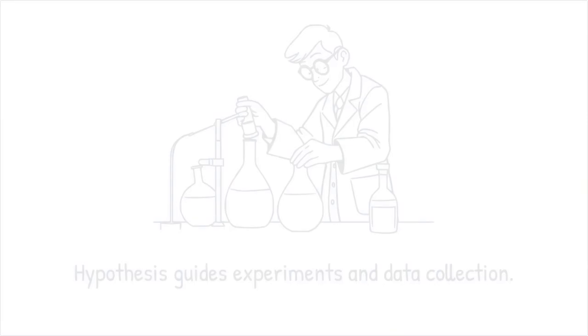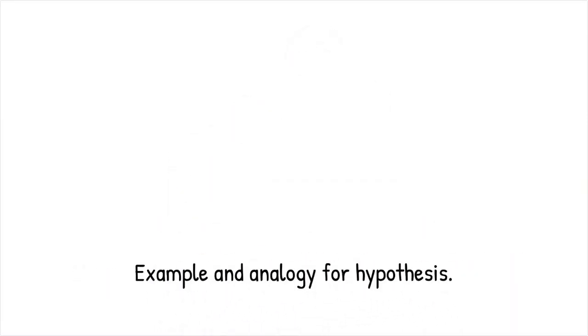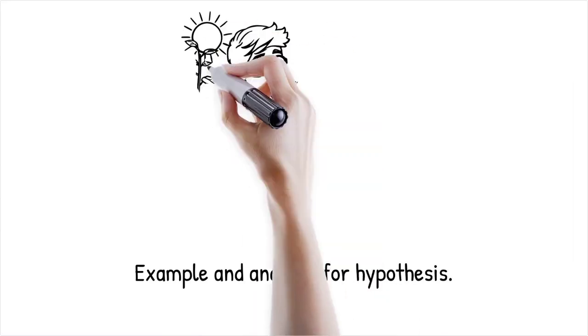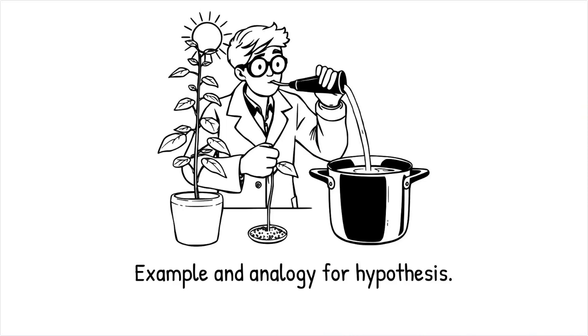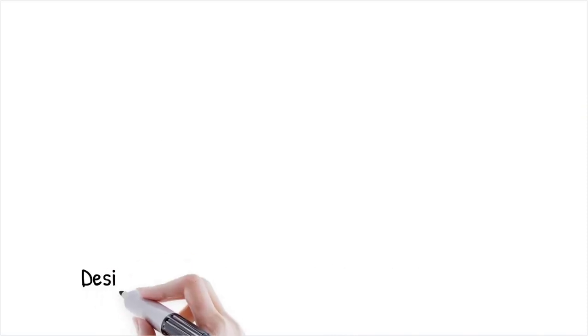Based on observations, a researcher might hypothesize that increasing the amount of sunlight a plant receives will proportionally increase its growth rate. It's like predicting that adding more water to a recipe will make a soup thinner, setting the stage for a controlled test.